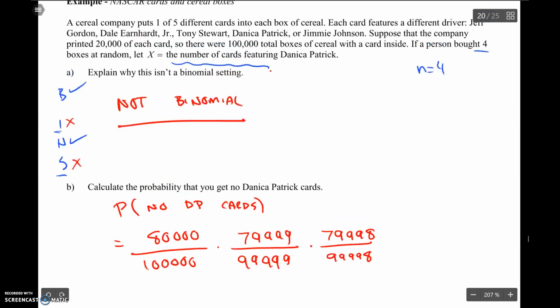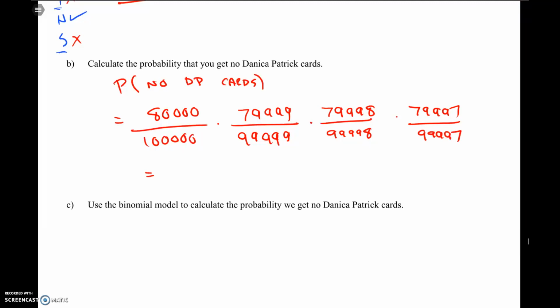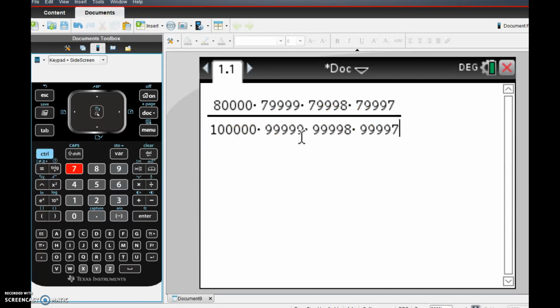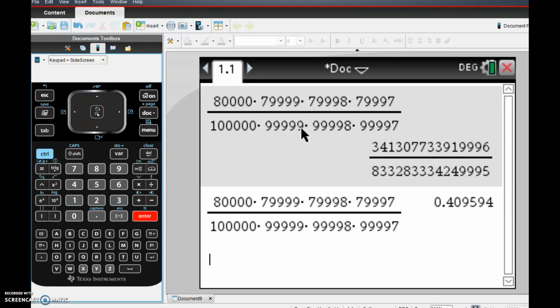Luckily, I only have to do this 4 times, because I want to get 79,997 over 99,997. So I'm going to pause the video while I type this in the calculator. So I typed this into the calculator. I think that's right. If I hit enter, it's so amazing that the calculator can do that. Control enter.